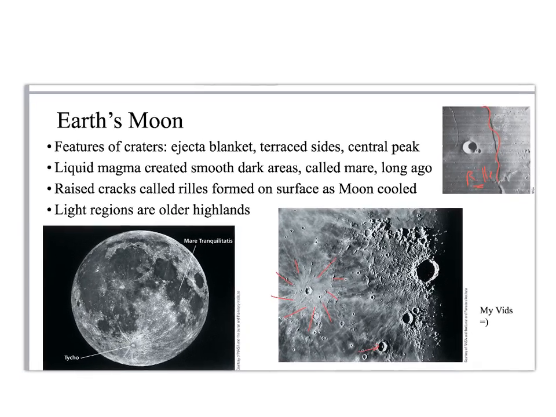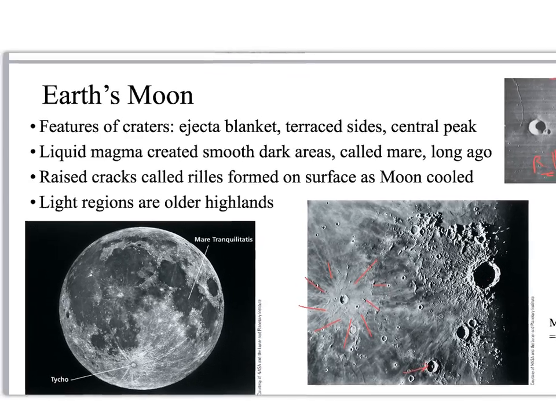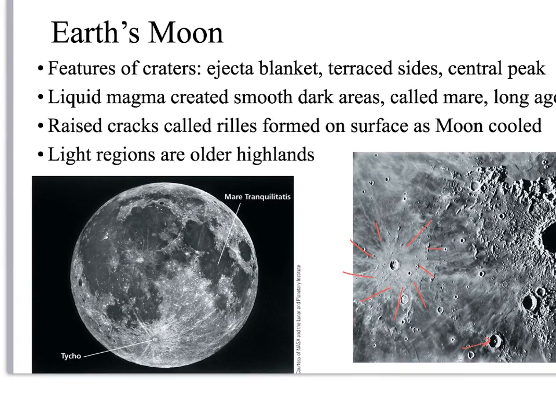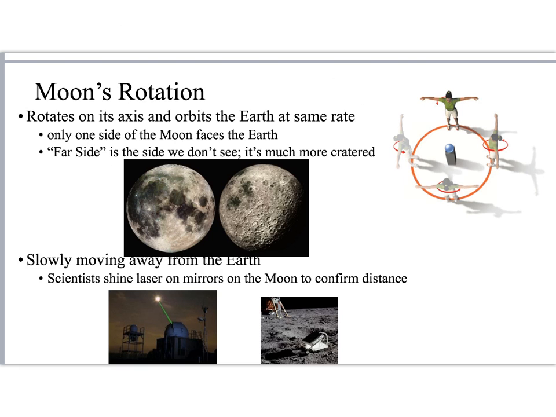Okay. Before I leave this slide, two important things. Those dark features on the moon are called mare, and the light features on the moon are called highlands. That's going to be on there.